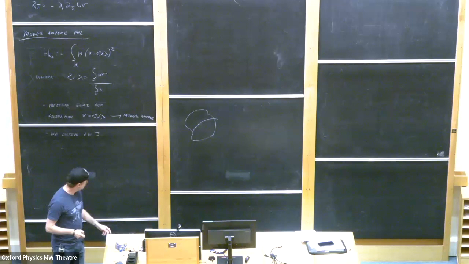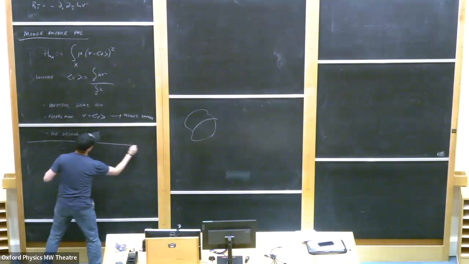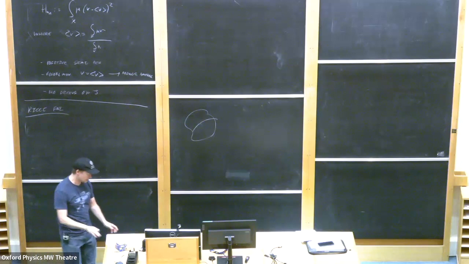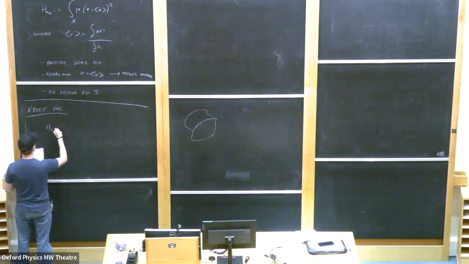Okay, that's Monge-Ampère one. So this is stuff I already did, so apologies. But I want to compare them because the other one, which we didn't do, is the Ricci functional. This is the other one that's commonly been used. This one is defined as just the Einstein-Hilbert action, basically.